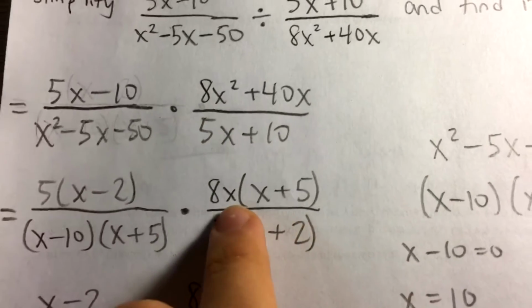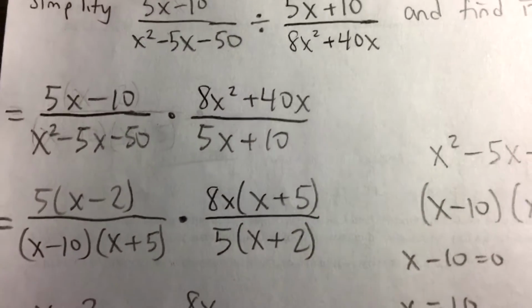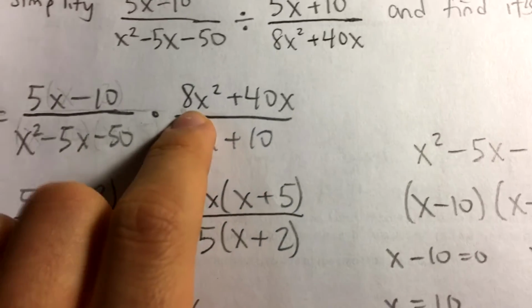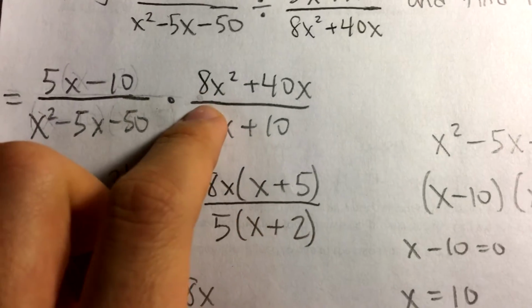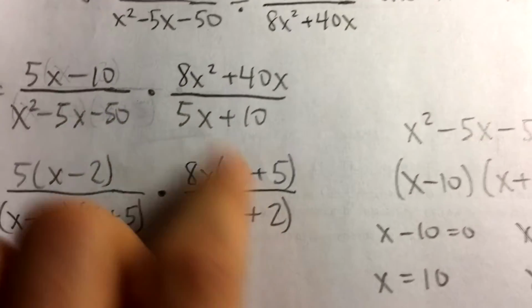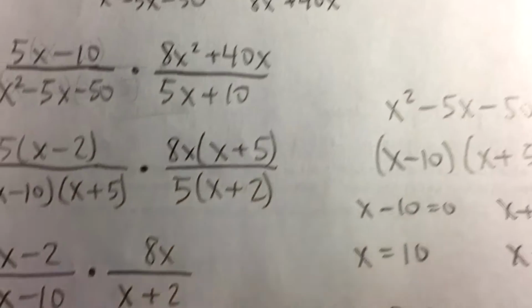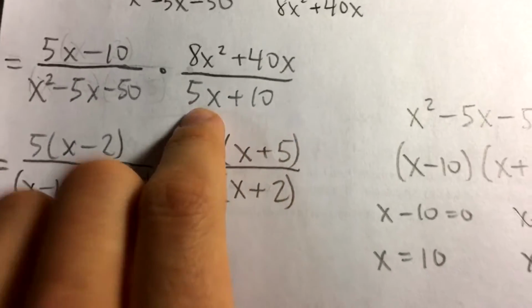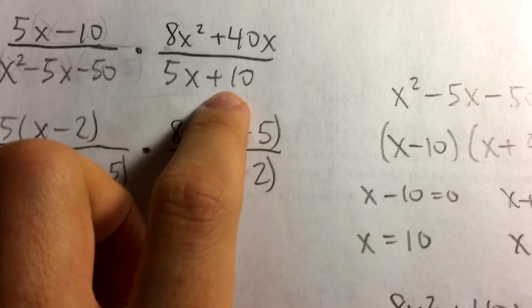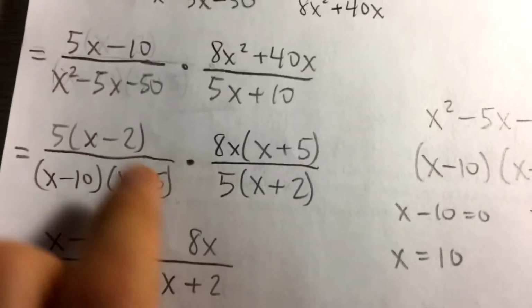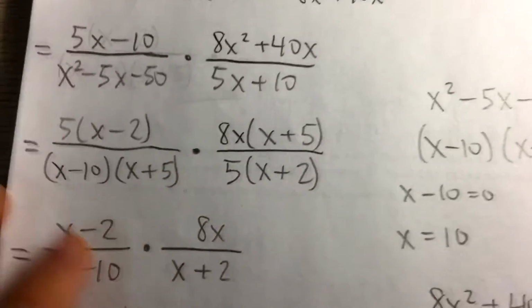Over here on this numerator, we can see these two terms have a common factor of 8x. So we're going to factor that out. 8x squared divided by 8x is just x, and 40x divided by 8x is just 5. And now in this denominator, similar to this one, except we have a negative sign, we can factor out a 5. Instead of having x minus 2, we're going to have x plus 2.